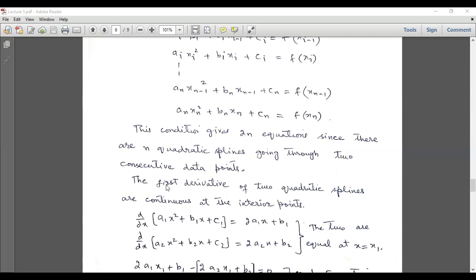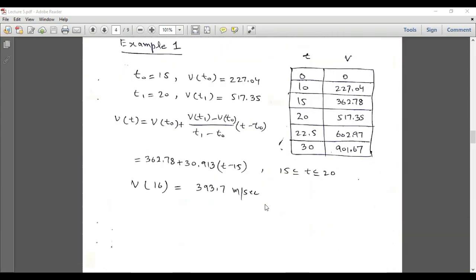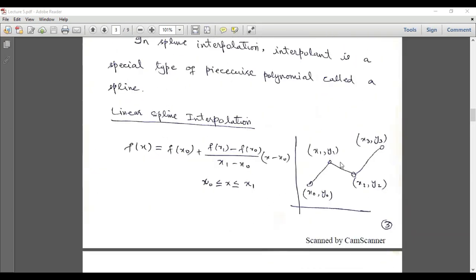So now we will use another condition, that the first derivatives of 2 quadratic splines are continuous at the interior points. So this is the first spline, and this is the second spline. Here we have used linear spline interpolation, but in quadratic spline interpolation, one more condition is that there should be smooth transition from the first spline to the second spline. So here we are seeing a corner. So this is actually a discontinuity at the interior point. So in order to avoid this discontinuity, there should be a smooth transition, or there should be a curved nature of the spline from the first spline to the second. So at all the interior points, the successive splines must undergo smooth transition.